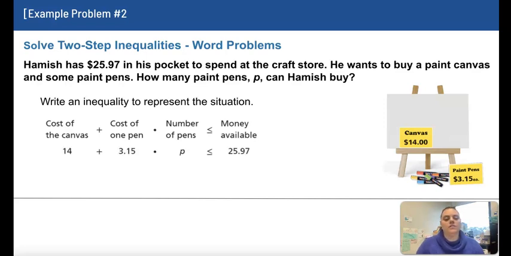Well, the cost of the canvas is 14. The cost of one pen is $3.15. And the number of pens will be P, we don't know yet, and that needs to be less than or equal to 25.97. You might write this a little bit closer together, and it might look like 14 plus 3.15p is less than or equal to, I don't have that kind of a button on my computer, 25.97. So you can see it wouldn't be all spread out like this, and we would do 3.15 times p as 3.15p.